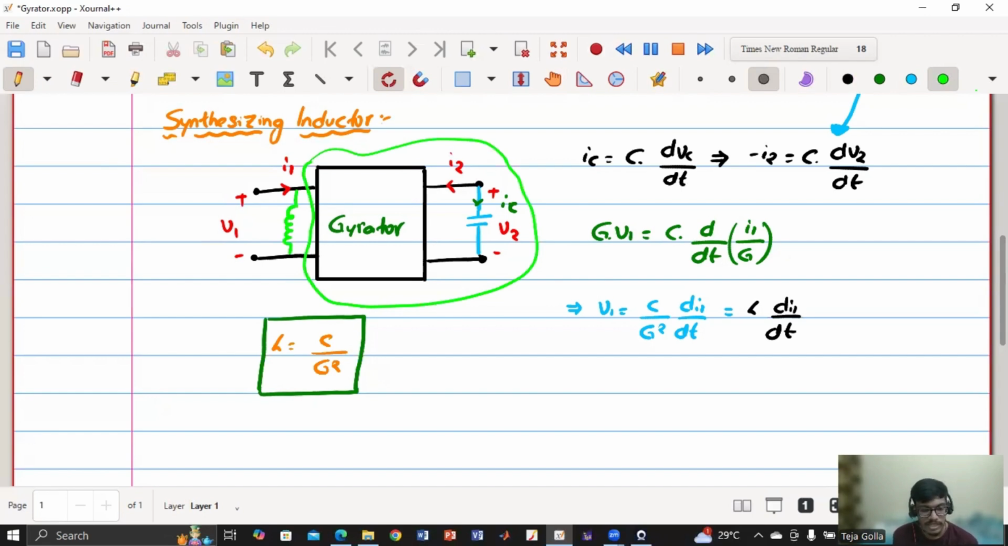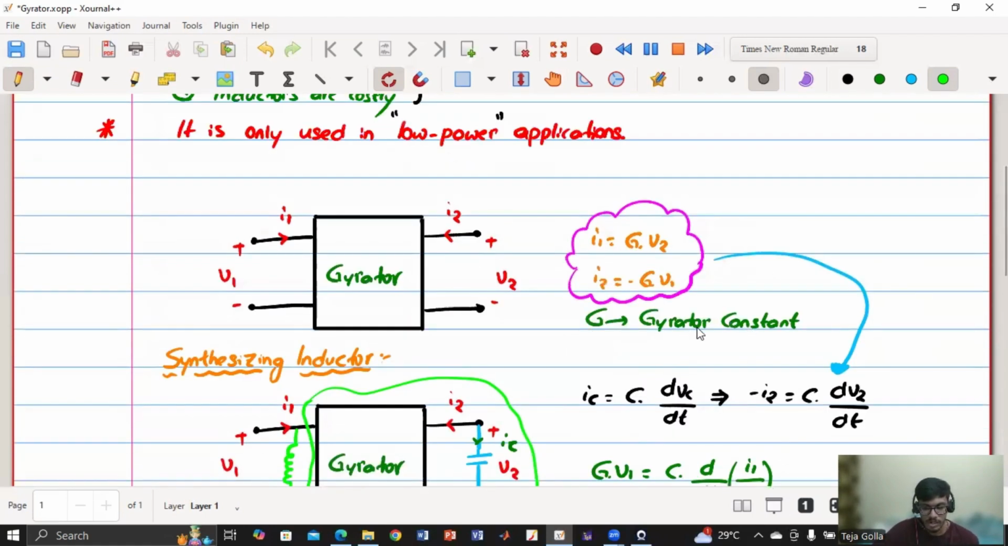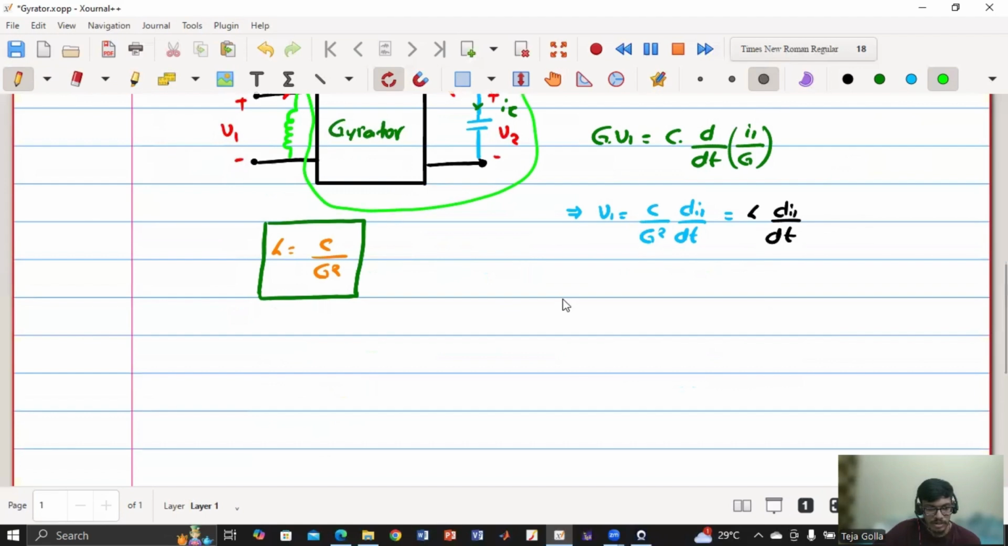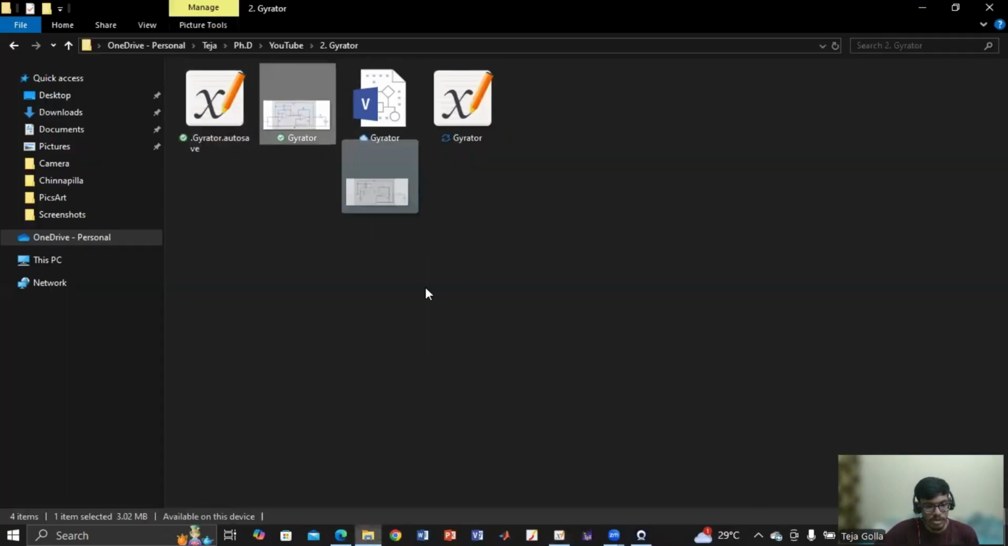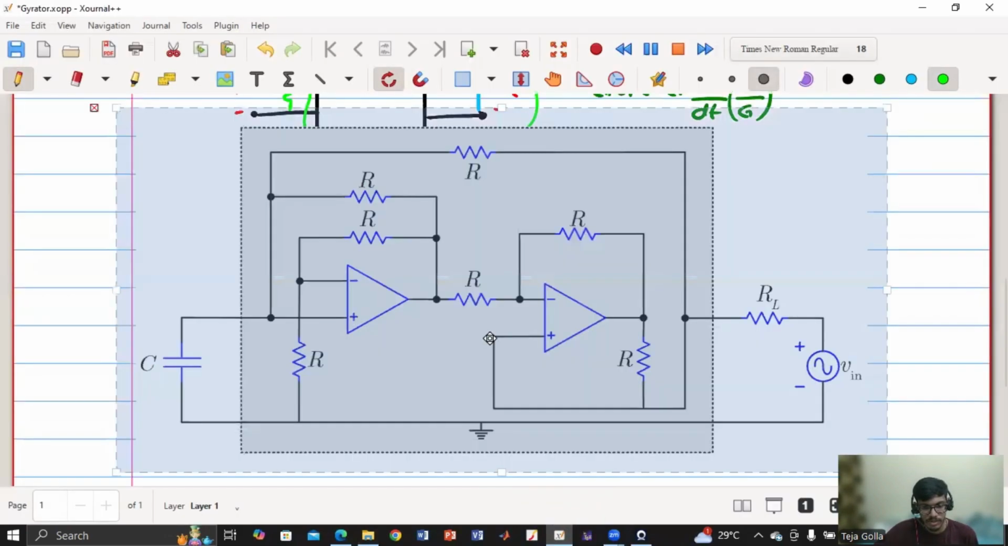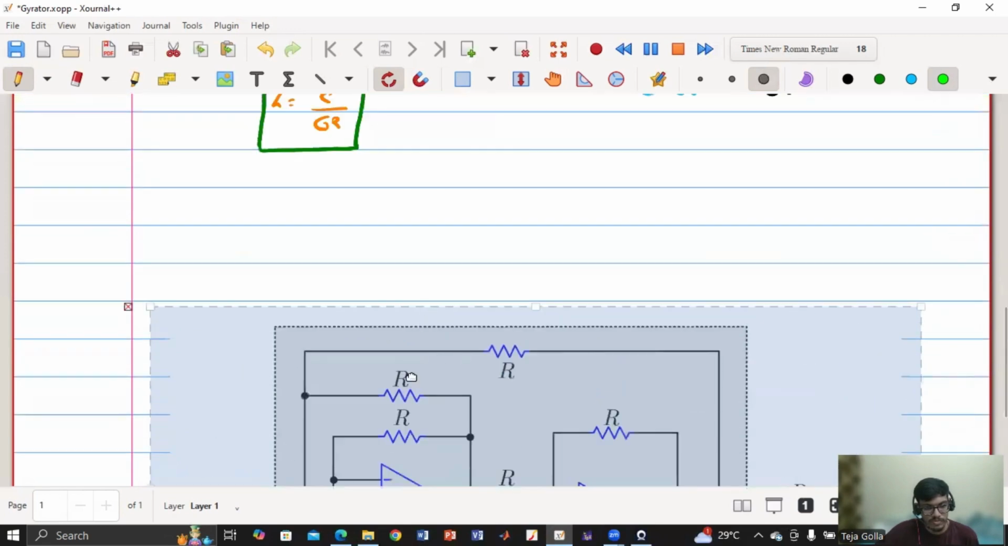So now we'll see, okay, now we are getting the inductor, but how does the gyrator circuit work? How are we getting this relationship? How are we getting the gyrator constant? And what is the value of the gyrator constant? And what is actually the gyrator circuit? So now we'll go into the details of this gyrator circuit. So this is the gyrator circuit which we are going to discuss now.